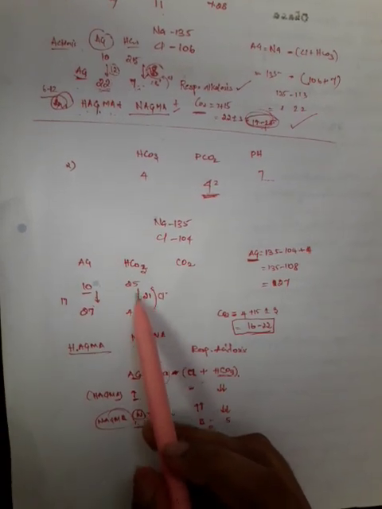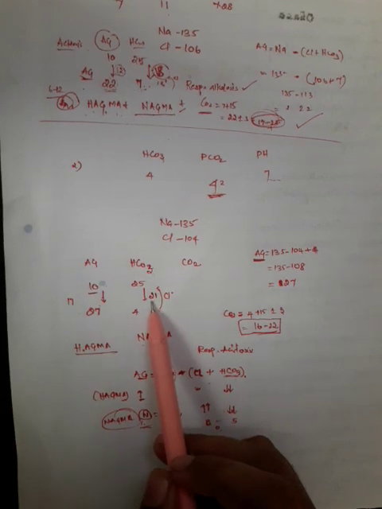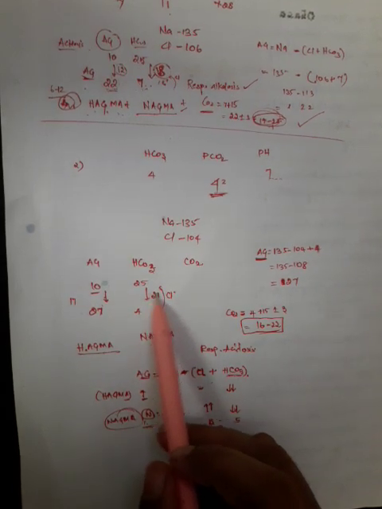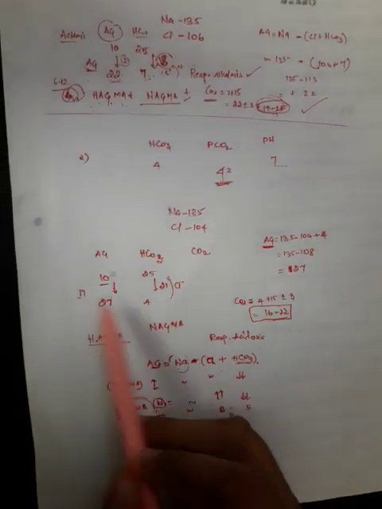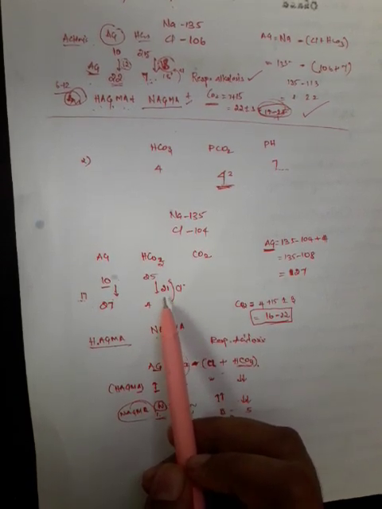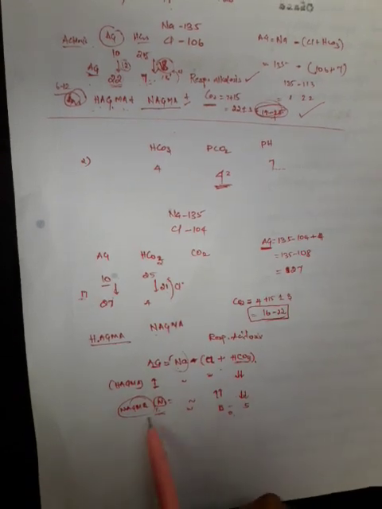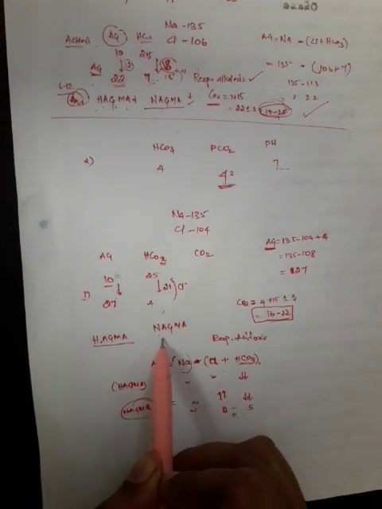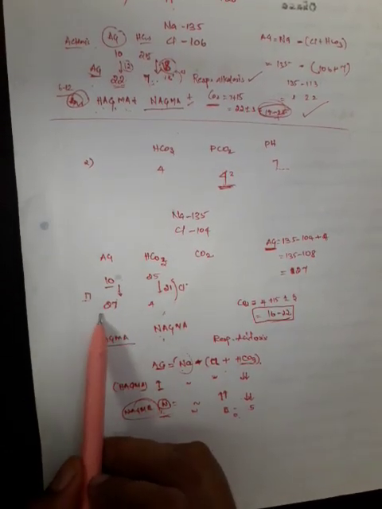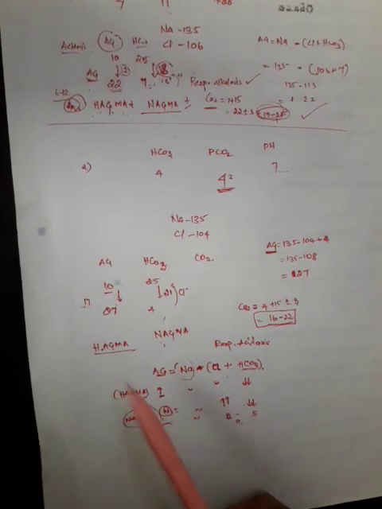Here also bicarbonate is decreasing. It should decrease by 17, but it is decreasing by 21, so some anion is also increasing. Chlorine is increasing and bicarbonate is decreasing, so it's a normal anion gap metabolic acidosis. Here the anion gap is increased because bicarbonate is decreasing, so it's a high anion gap metabolic acidosis.